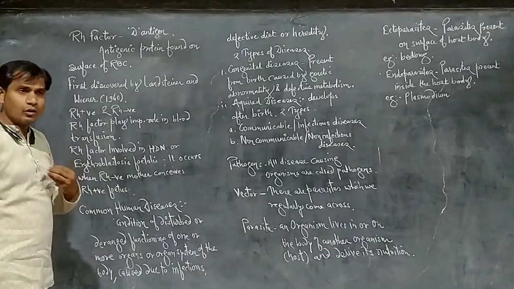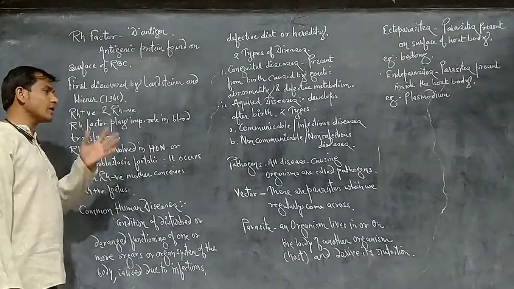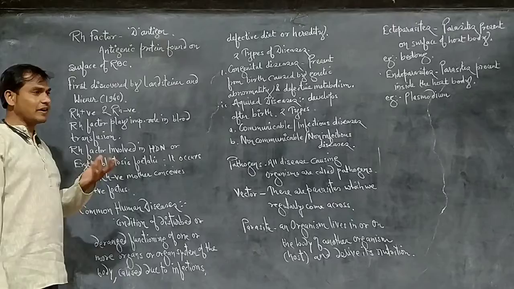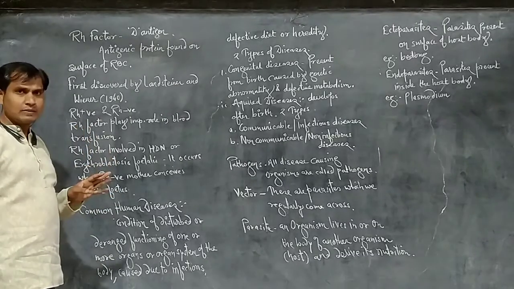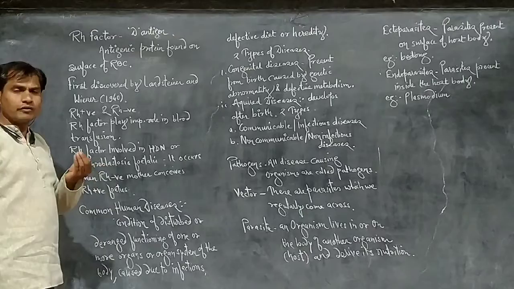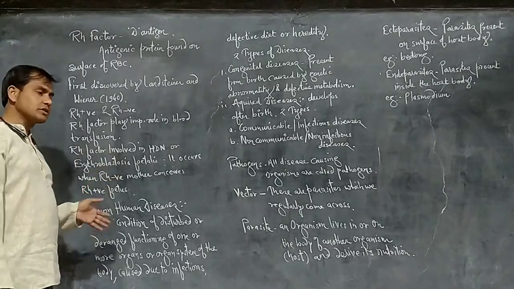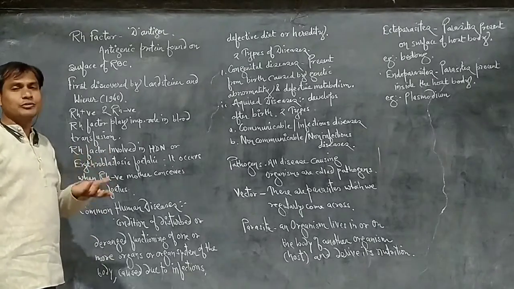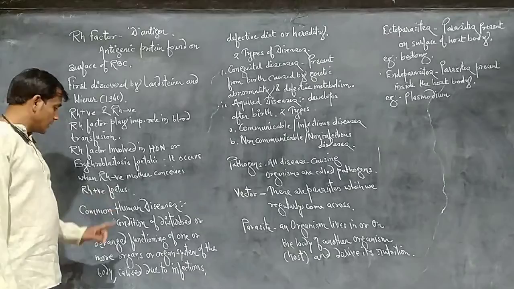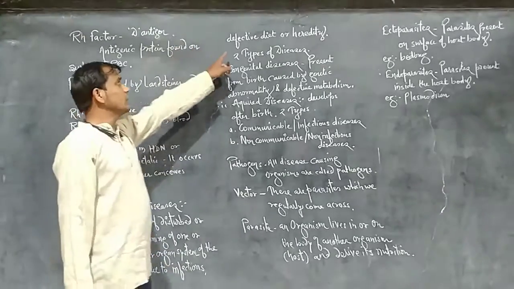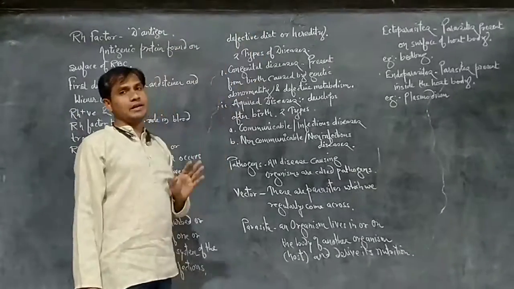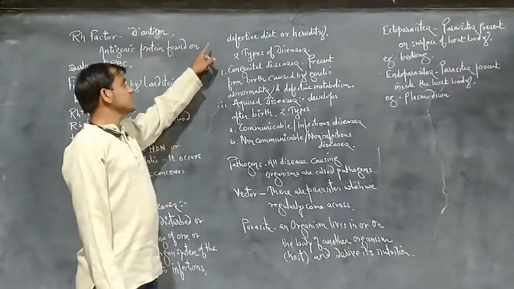So here one organ, more than one organ, or a complete organ system may be defective, deranged, or dysfunctional, may be minimized or functionless. It does not work properly. And this condition is created by different causes like infections, defective diet, or it may be heredity. Diseases are of two types.